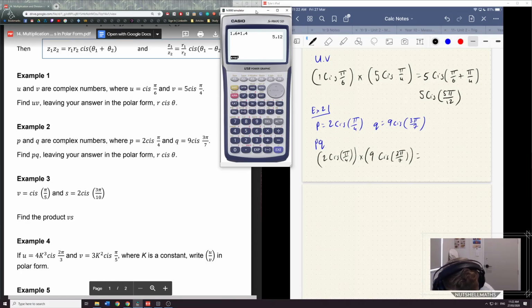2 times 9 is the 18. I'm going to put it up here. 18 cis, and the last half, or the back part, just does the addition. 3 pi by 7. I know my handwriting's getting small, it's just because I'm running out of room.